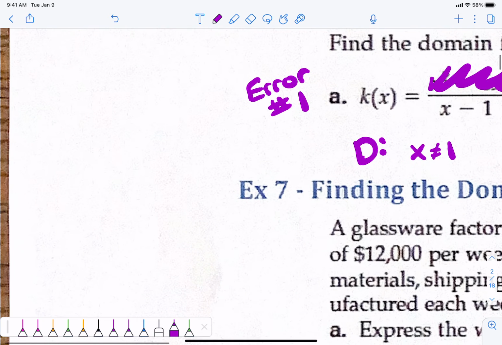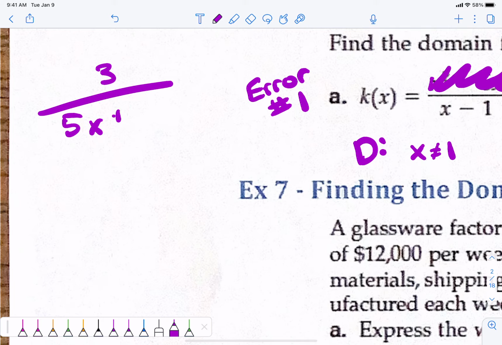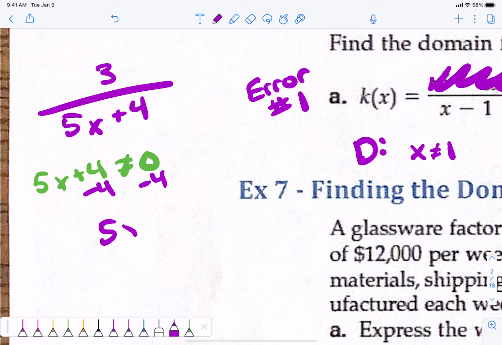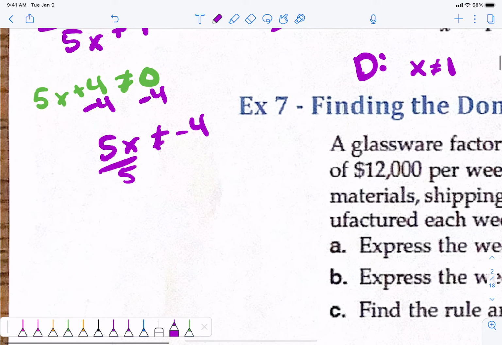Now, what happens if I instead say, like, 3 over 5x plus 4? Now what can x not be? Okay, here's what you do. If you cannot do it in your head, you would say that 5x plus 4 cannot be equal to 0, right? Okay, and then you just solve for x. So you would subtract the 4. 5x can't be negative 4, and divide by 5, so we would say x cannot be negative 4/5.